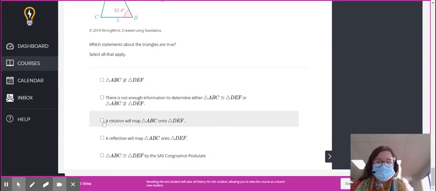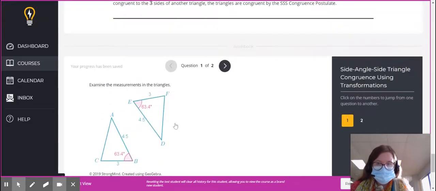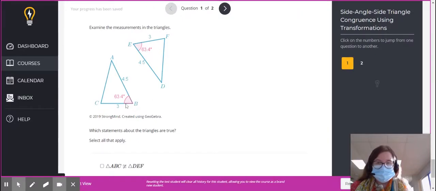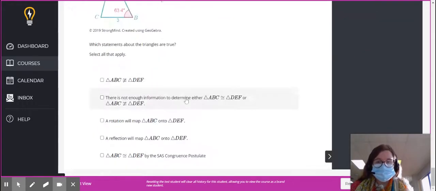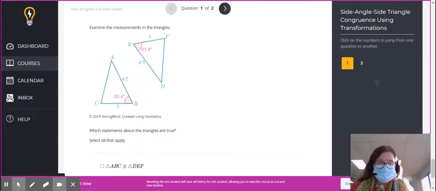The rotation will map that onto DEF. Let's see, what is it in a rotation? If I were to turn that around, let's check. A, B, C goes in a clockwise direction. So DEF, that's also clockwise. So it would be a rotation and not a reflection. And by side-angle-side, they are congruent. I would not see a reflection with that. You'd have to have a couple of reflections.